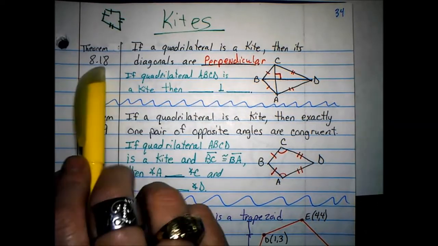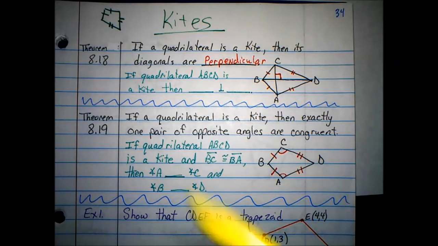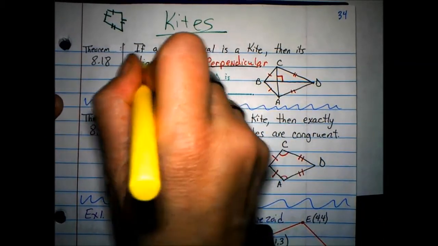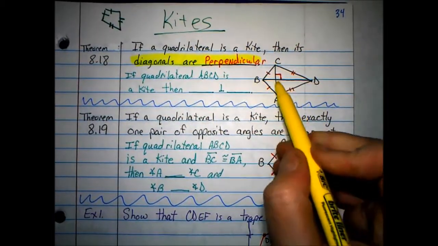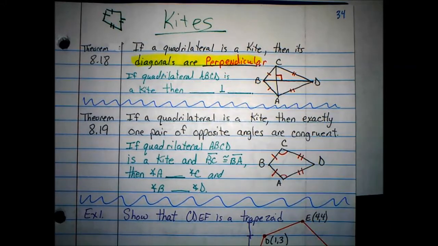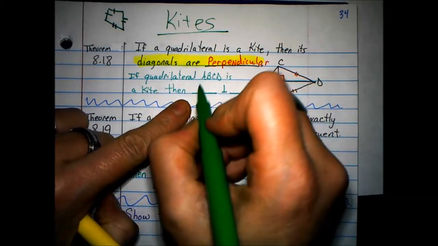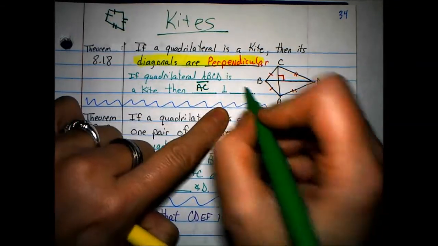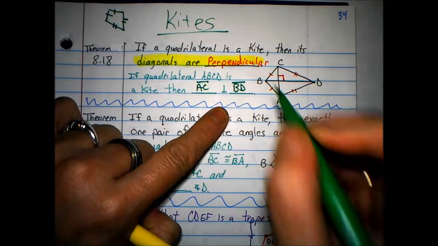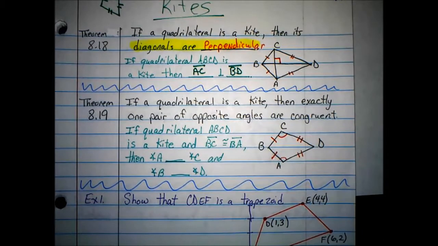Here it says Theorem 8.18, a quadrilateral is a kite if its diagonals are perpendicular. Means they're meeting at right angles, which creates right triangles. And then here, to fill in the green, that means AC is going to be perpendicular to BD.